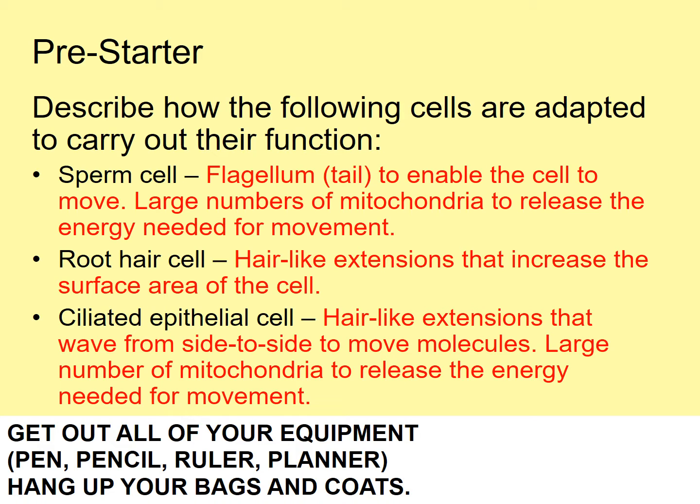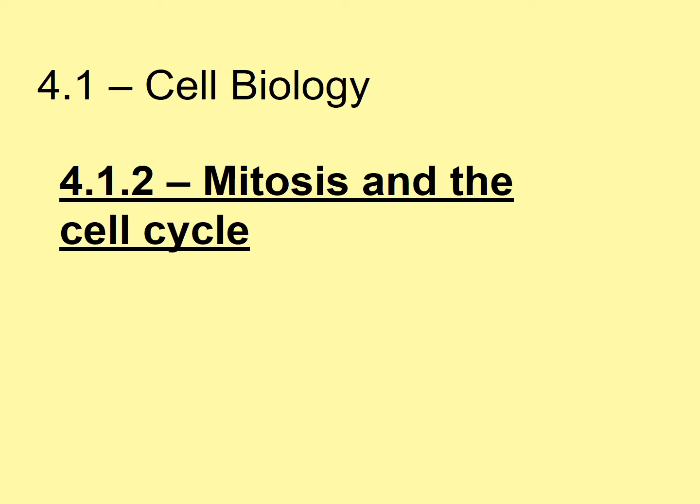And then the ciliated epithelial cells, they also have hair-like extensions. They're found in the trachea, the windpipe, or the fallopian tube in the female reproductive organs. And that's to move things around. So in the trachea, it's to move mucus out of the throat and into your mouth so you can cough up your phlegm. In the female's fallopian tubes, it's to move the egg along to the uterus. They've also got a lot of mitochondria to release a lot of the energy needed to move those hair-like extensions. If you're not sure of them, go back onto that lesson, have a listen through them, make sure you know them, and then we'll get onto mitosis and the cell cycle.